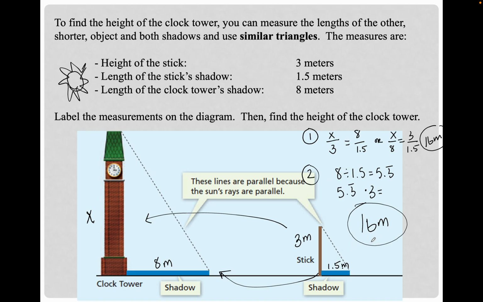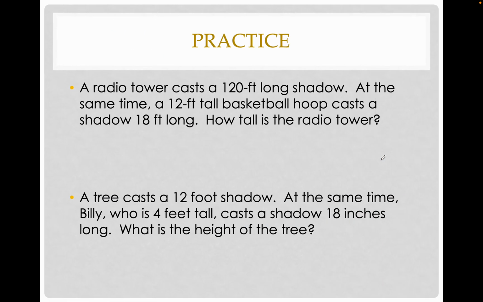Another similar method to number 2 is, instead of comparing shadow to shadow, you can also compare that the stick's height is twice as long as the stick's shadow. So 1.5 times 2 equals 3, so 8 times 2 is 16. In this case, that one might be a little easier just because you can do that one without a calculator. Regardless, the answer is 16. Go ahead and give these problems a try to make sure that you are understanding the idea of creating those similar triangles.